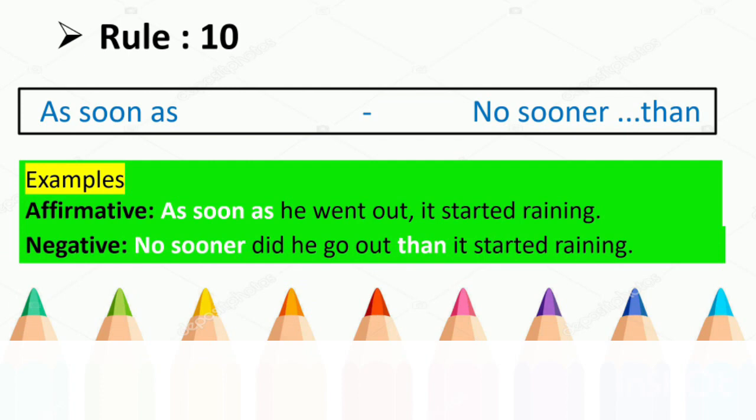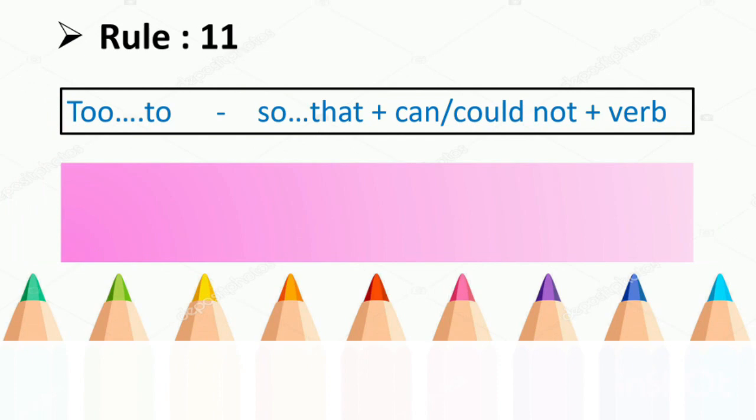Rule number 11 and the last. It is the last but not at all least. You need to understand it very well. Even in 10th standard, you will be asked to remove the too to pattern. So study it very carefully and attentively. This rule says that whenever too or to is given, we have to replace them with so that, and after that can or could, not, plus verb is used.